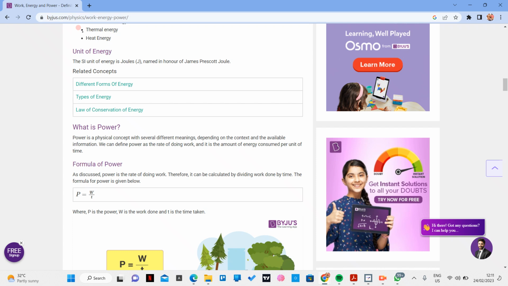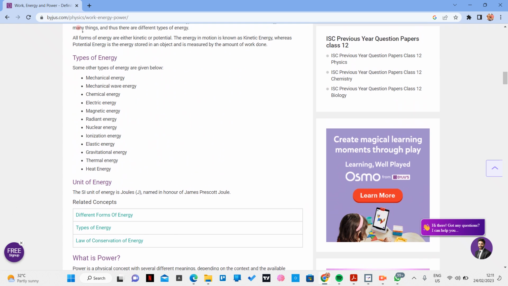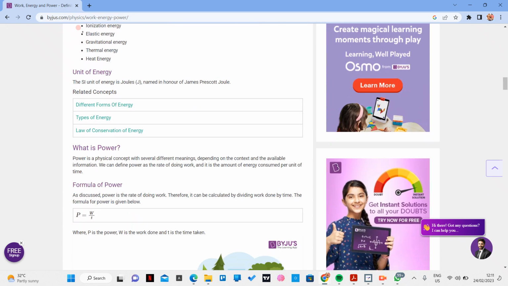You can have mgh, which is mass times the gravitational constant times the height, depending on the object that you are talking about. And at the same time, you can have, more like a spring, an elastic spring, half ke squared. So you have different formulas for calculating the potential energy of different objects. For elastic energy, you can use half ke squared.